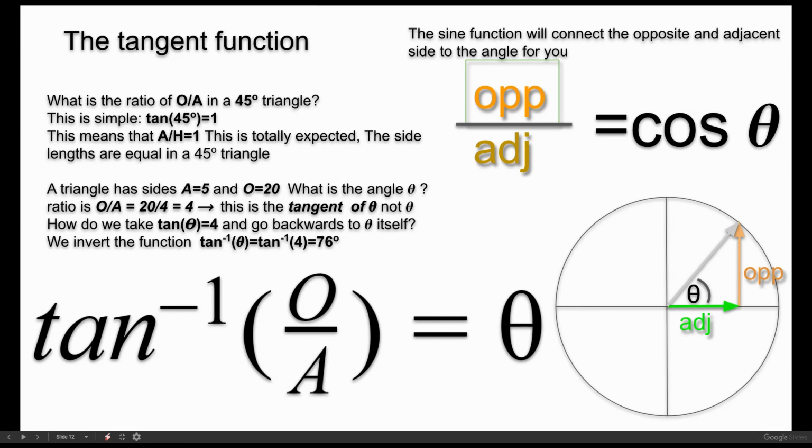What if I gave you a triangle and I said it's 5 units long and 20 units tall? What is the angle? Well, first of all, you know it's going to be very steep. You take your ratio, you get 4. Now you have to go backwards from this ratio to get the angle. So you would type in 4, tan to the -1, and you get 76 degrees.